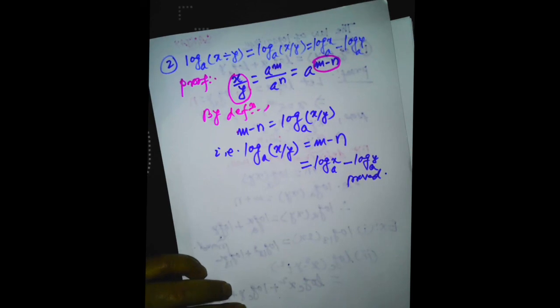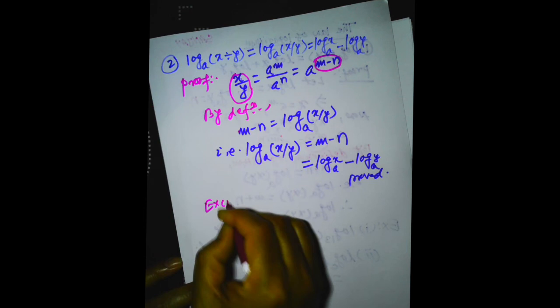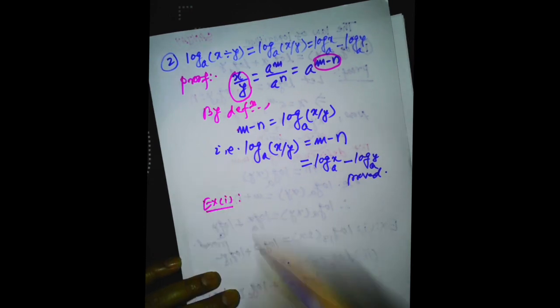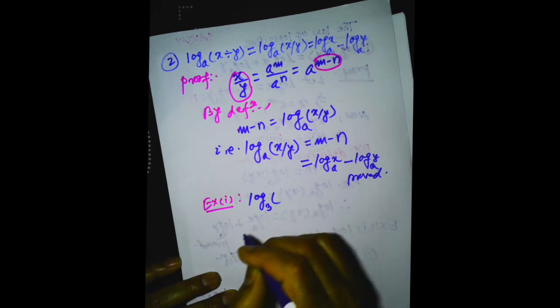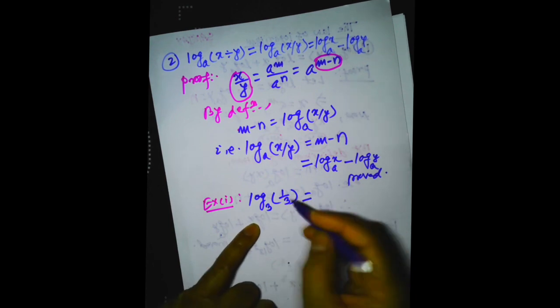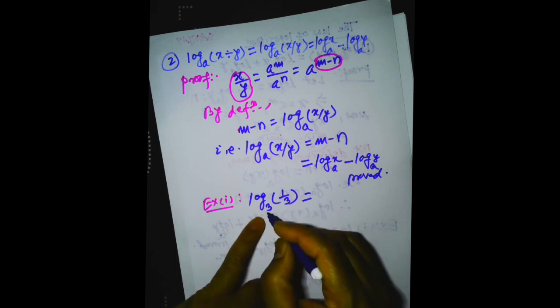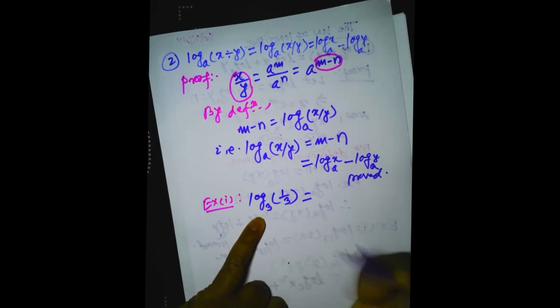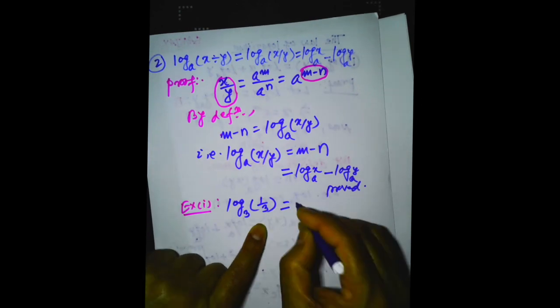Now we can deal with some examples here. So I'm taking example 1. Let's say you have log base 3 of 1 divided by 3. Suppose that the numerator is x and the denominator is 3, for any base 3 here. If you use the quotient rule for the logarithm, you can expand this in this way.